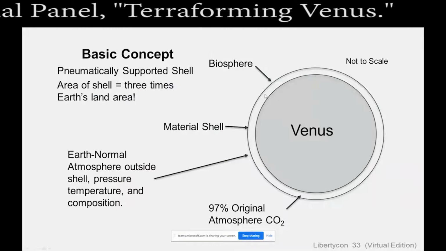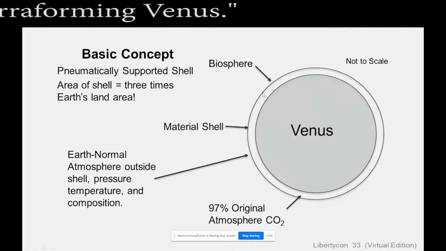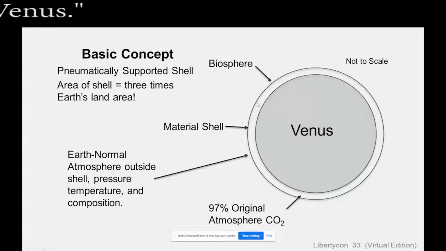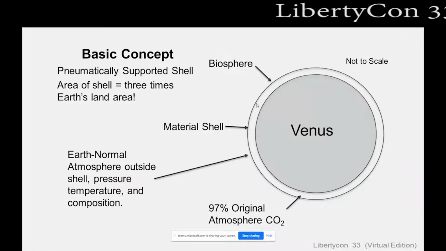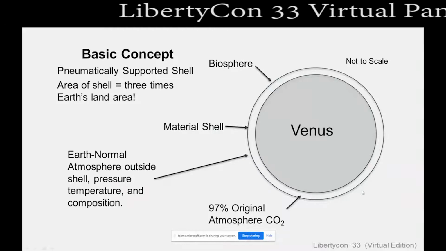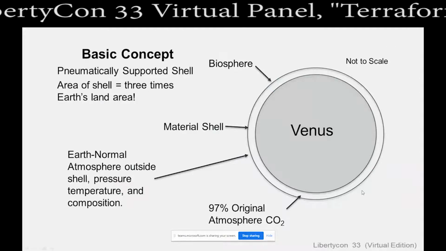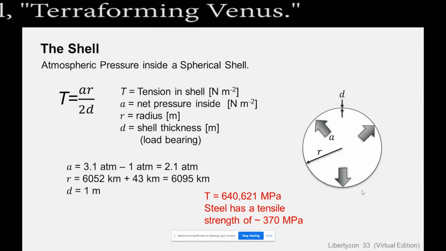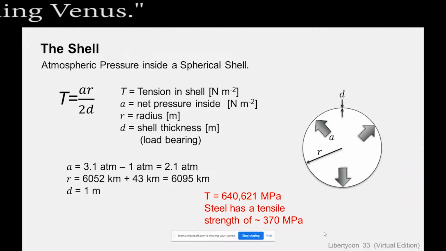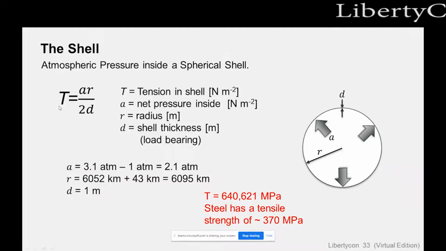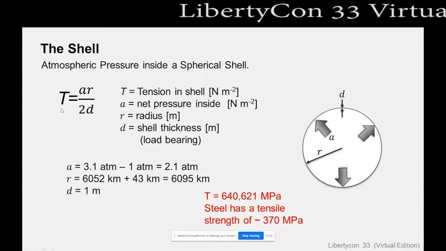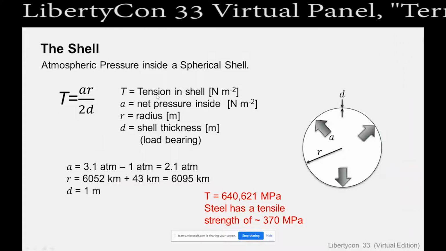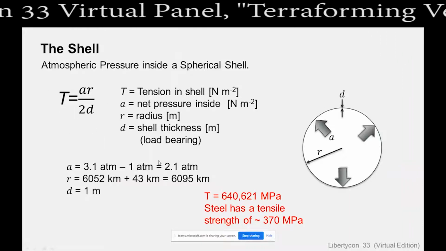And the pressure under the shell supports the shell structure, and it's actually a fairly big shell, 3 times the land area of Earth. So that's the basic idea for a shell terraforming approach. But can we build such a thing? If we have a pressurized sphere, we know how to calculate the tension in the sphere, and that's this formula here. Here's what the variables mean.